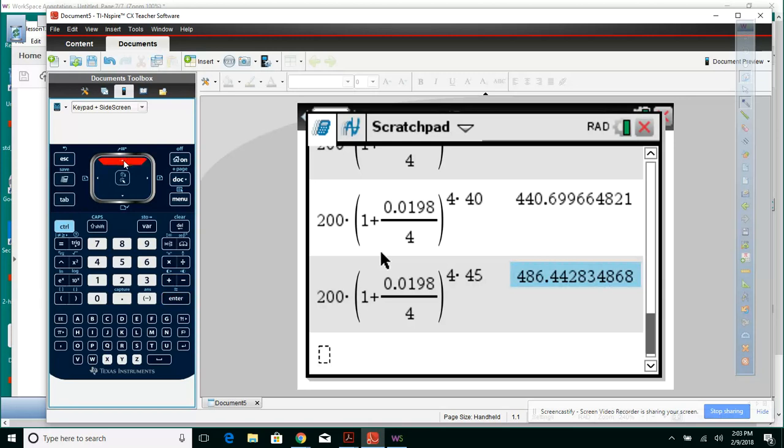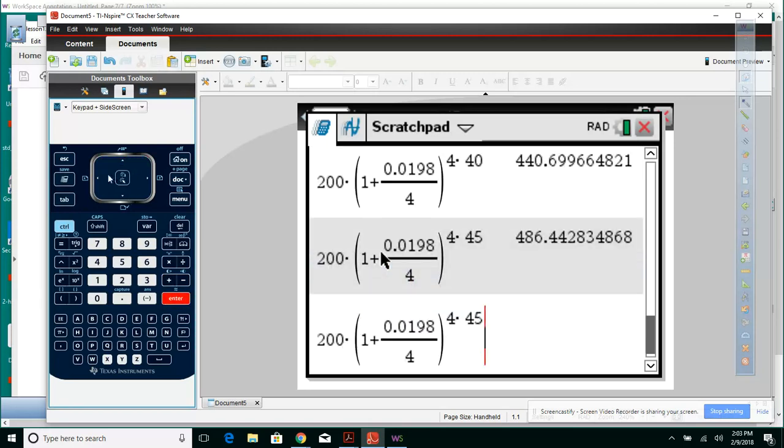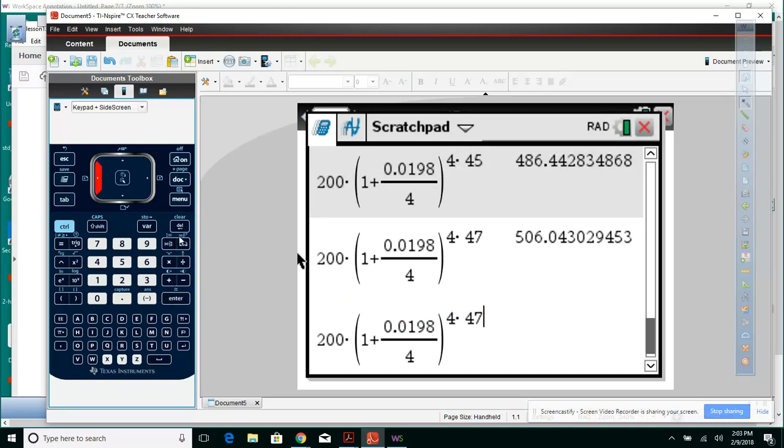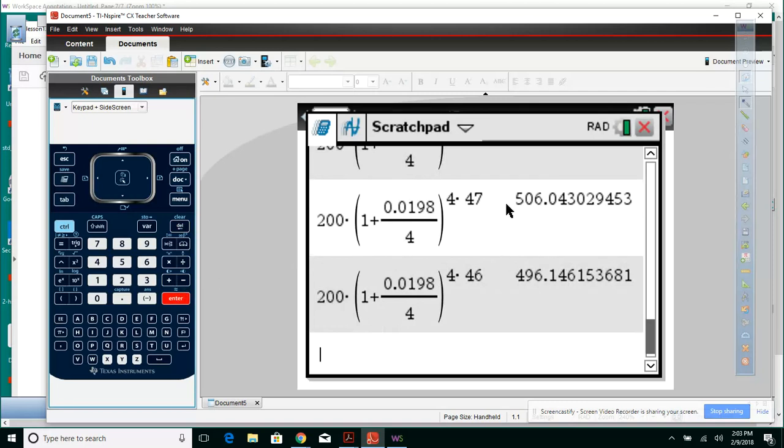So let's go up there and grab that. And we'll put 47. 506. Now we're over. So it's somewhere between 45 and 47 years. So we'll split the difference. We'll do 46. And 46, that's just under. And look, that's 6 over, that's 4 under.